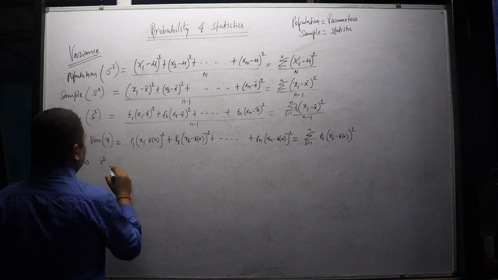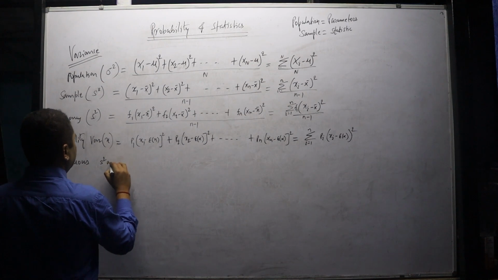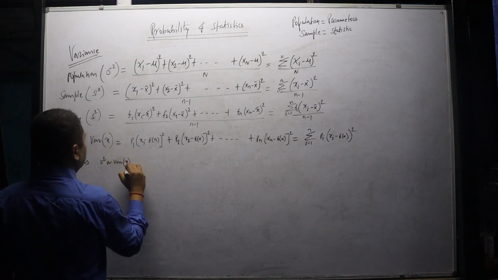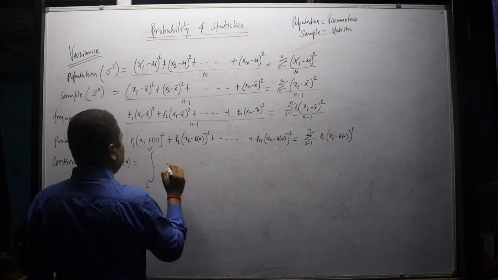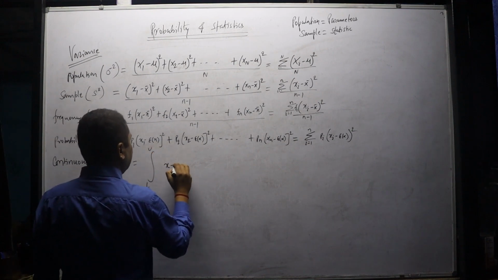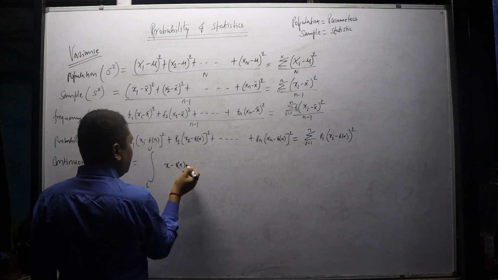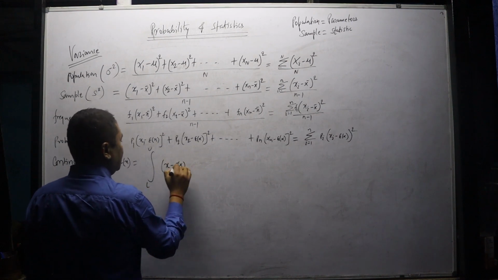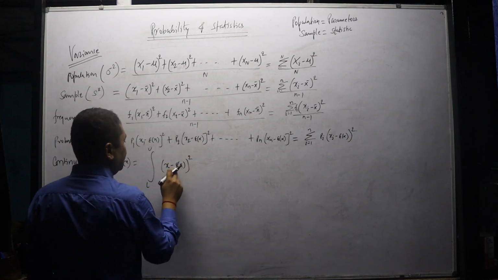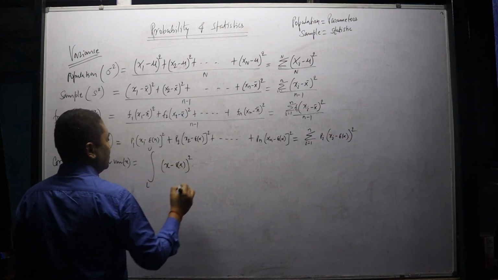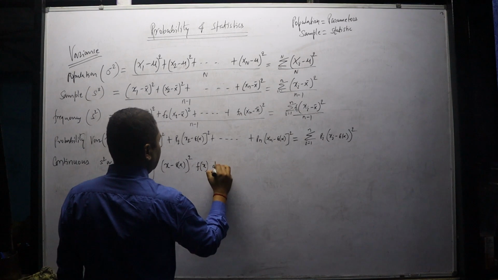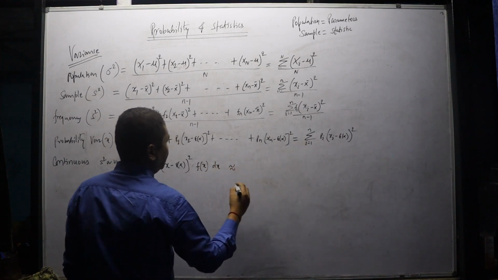Now, in the case of a continuous variable, let me write it again as s square, or we can write it as variance of x, and this is similar. We integrate from the lower bound to the upper bound x minus the expected value of x, or we can write it as x bar, squared, the deviation from the mean, and its square, and we are taking the sum. Let us assign the probability equal to f(x) dx. This is equivalent to the same results.